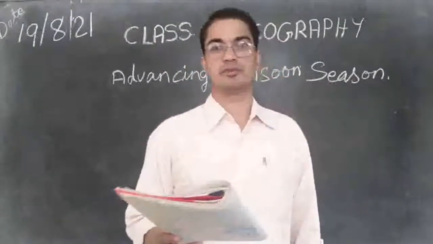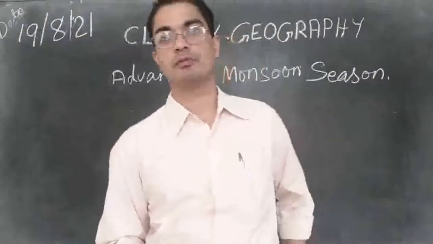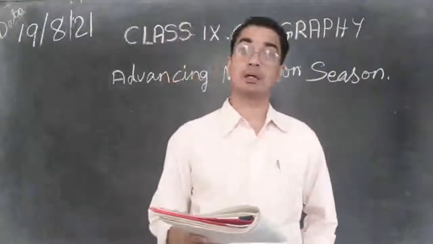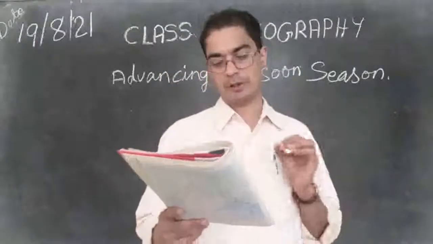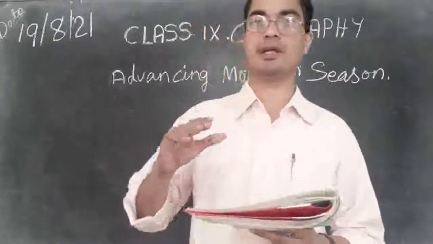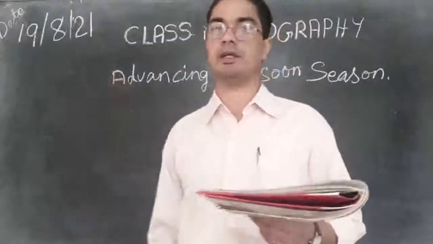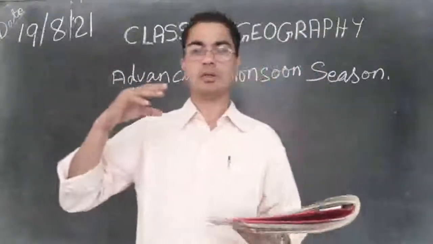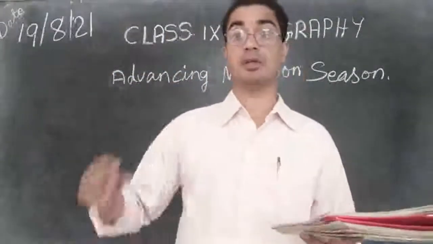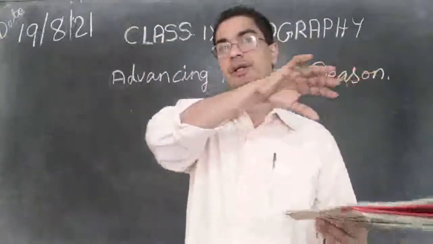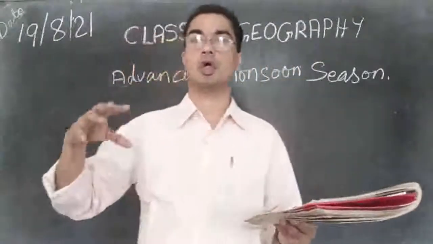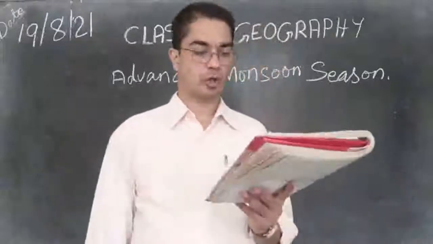So by early June, we said the hot season ends from March to May. By early June, the low pressure condition over the northern plain intensifies. We said a low pressure area is formed in northern India, and by June the low pressure becomes more severe. If there is a low pressure area, air will go from a high pressure area to the low pressure area.